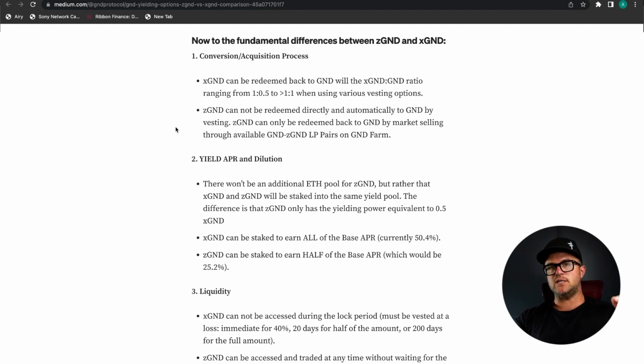zGND cannot be redeemed directly. There's no vesting of zGND, but you can trade it in the LP pairs. So GND Farm does give liquidity to Uniswap v3, and you'll be able to swap GND for zGND in the LP pairs in the protocol-owned liquidity there.